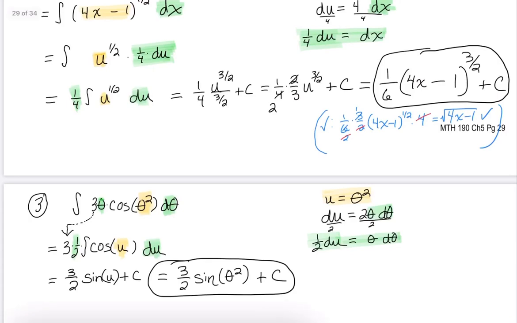And again, just continuing here, initially to do some checks. When I take this derivative, the 3/2 gets carried along. The derivative of sine of a function is cosine of that function times the derivative of the inside. And that's perfect. That's exactly my integrand that I started with. So I definitely did it right.